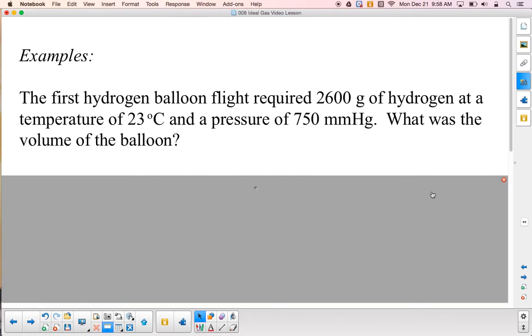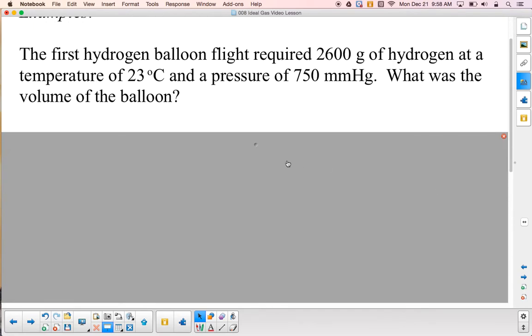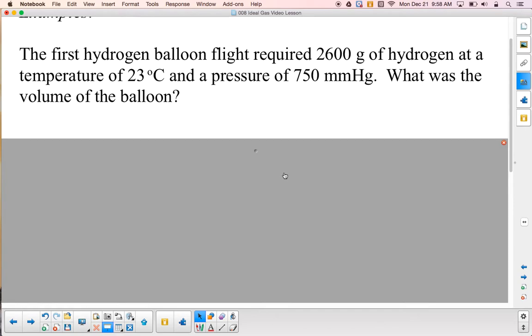Here's an example of using the ideal gas law to solve a problem. This is similar to the 3 problems that you're going to solve in your ideal gas law homework. The first hydrogen balloon flight required 2,600 grams of hydrogen at a temperature of 23 degrees Celsius and a pressure of 750 millimeters of mercury. What was the volume of this balloon? Now, I kind of expect a relatively large answer here because this is a balloon flight that lifted a person off the ground. So we expect kind of a big answer.